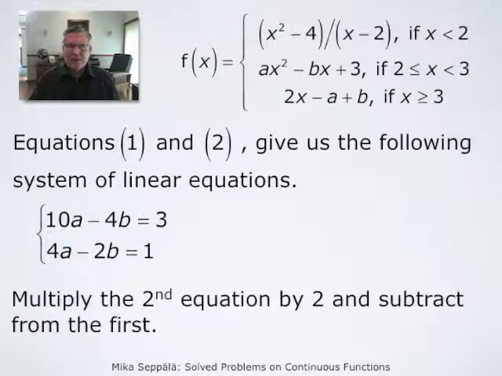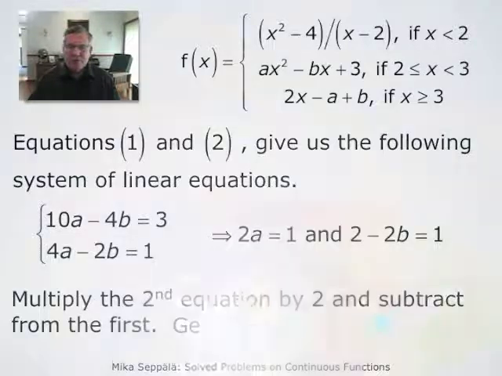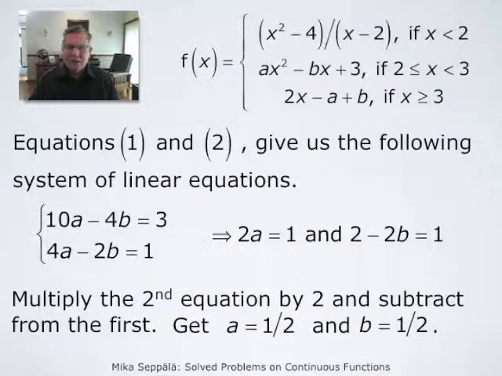Now, to solve this set of equations, we multiply the second equation by 2, so it becomes 8a minus 4b equals 2. And then we subtract this from the first one, so then minus 4b cancels out, and we get 2a equals 1, so a equals 1/2, and we also get 2 minus 2b equals 1 after inserting a equals 1/2 in the second equation. So the solutions for these equations are a equals 1/2 and b equals 1/2. So for these values of a and b, the function f is continuous.